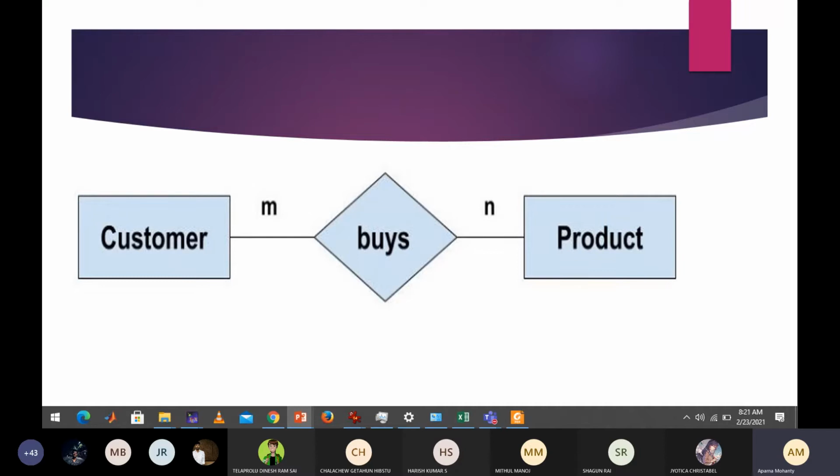Is it mandatory that if you have ordered a Nike shoe, that Nike shoe cannot be bought by anyone else in this world? Is there any constraint like that? Are you understanding my question?